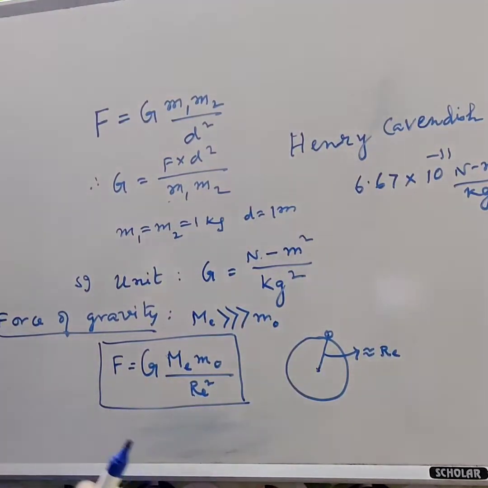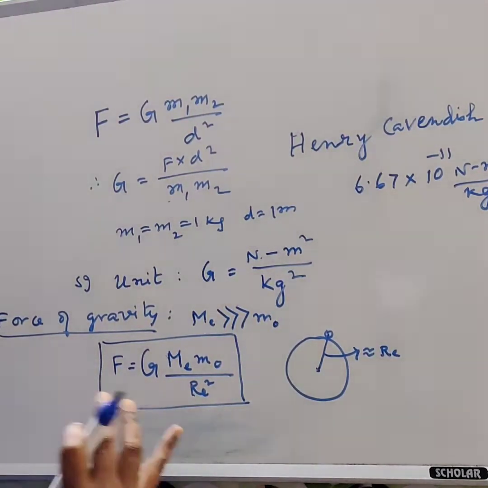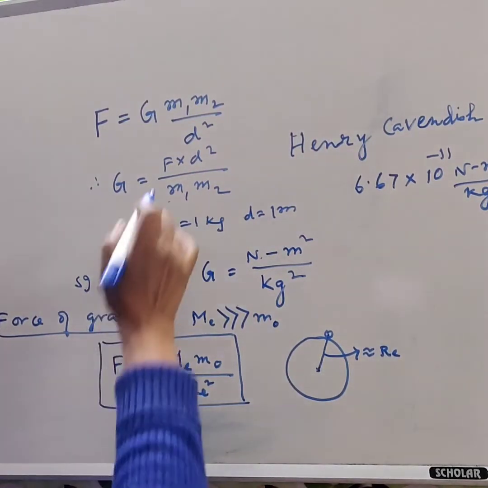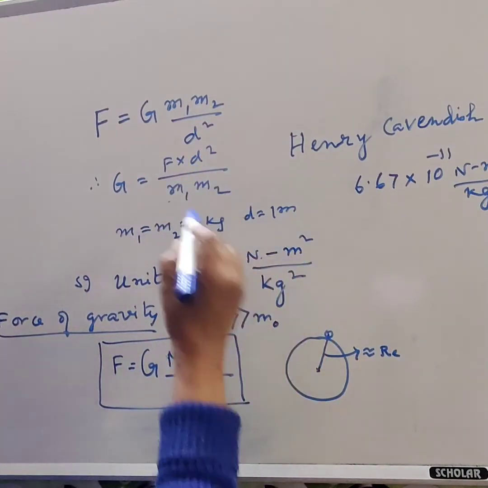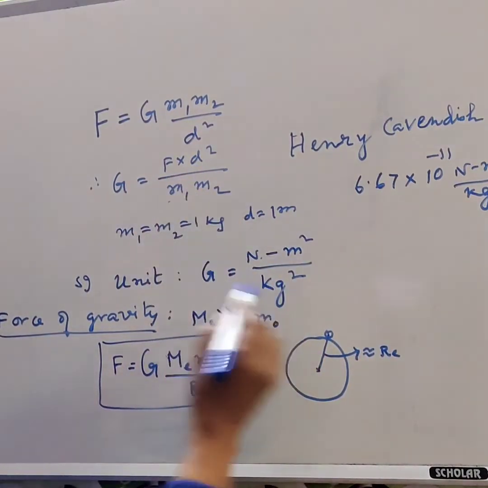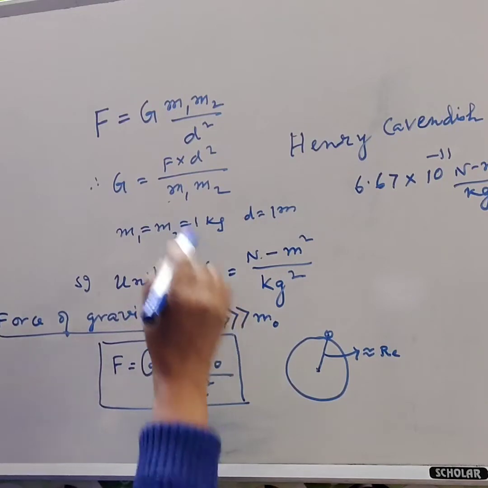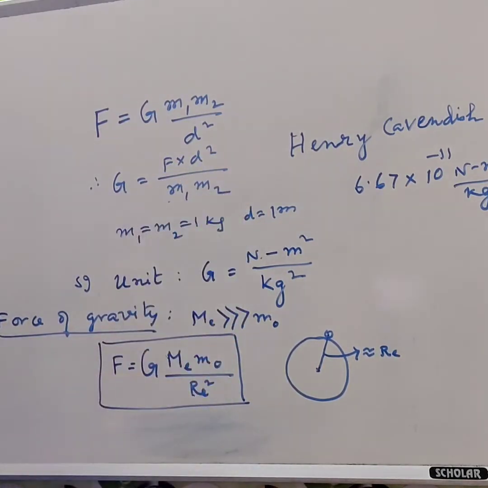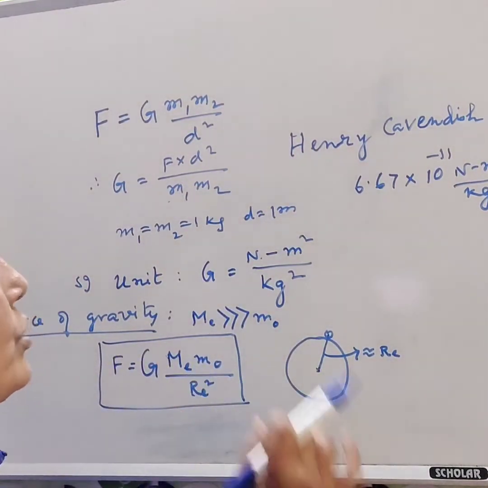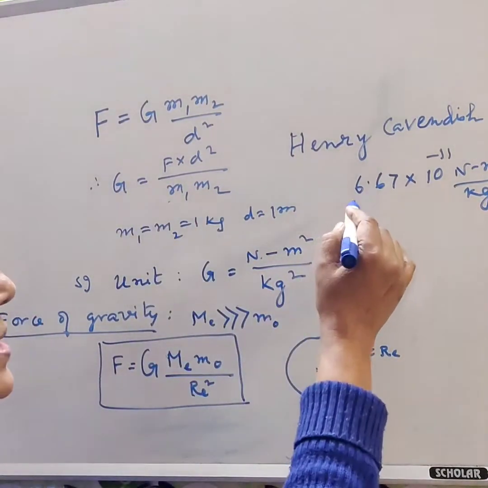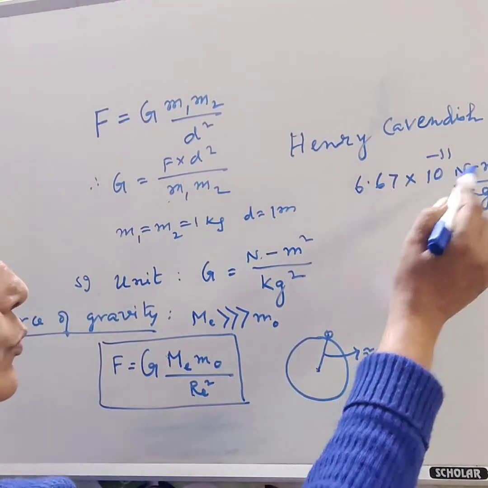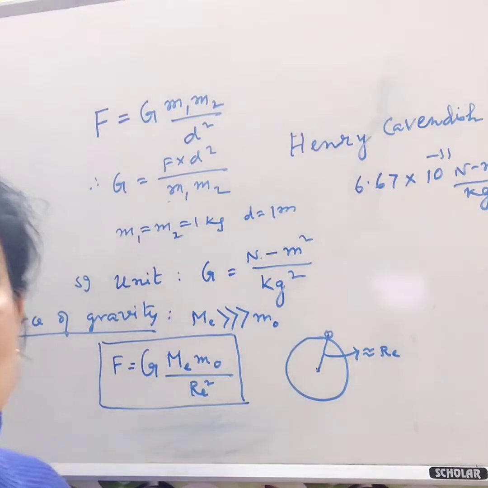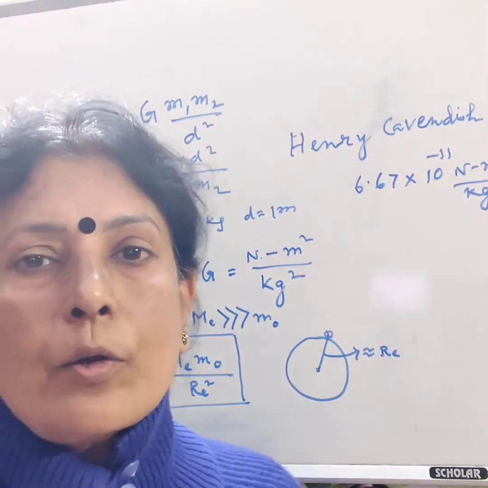So now we have to find out what is the SI unit of capital G. Since the SI unit of force is Newton, the SI unit of distance is meter, and the SI unit of mass is kg, so the SI unit of G is Newton meter square by kg square. Who discovered it? Henry Cavendish found the value of G as 6.67 into 10 to the power minus 11 Newton meter square by kg square, which is a universal constant.